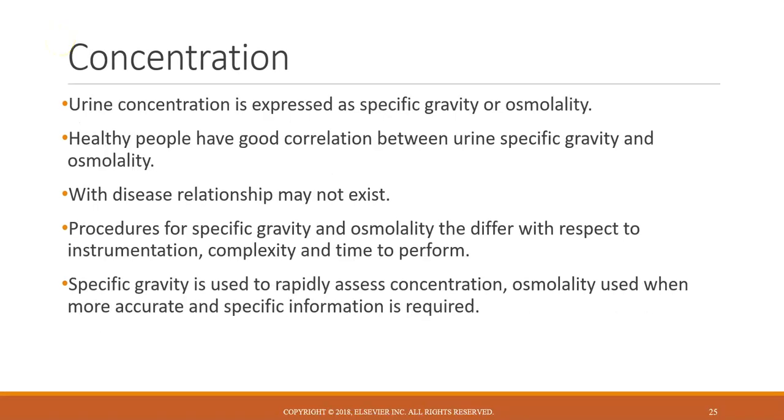Urine concentration is expressed as specific gravity or osmolality. In healthy people, there's a really good correlation between the urine specific gravity and the osmolality. With the disease process, this relationship may not exist. Procedures for specific gravity and osmolality differ with respect to the instrumentation used, the complexity of the procedure performed, and the time to perform the procedure. Specific gravity is used to rapidly assess concentration. Osmolality is used when more accurate and specific information is required.